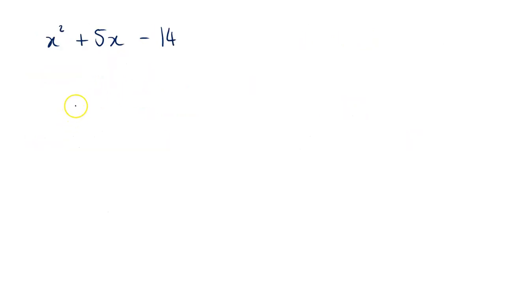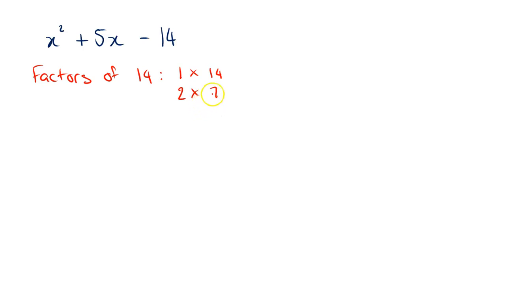Okay, this question is slightly harder. We start it in exactly the same way as before. So I'm looking at the number at the end, and I'm going to look for factors of 14. 14 can be made two different ways. It's either going to be 1 times 14 or it's going to be 2 times 7.